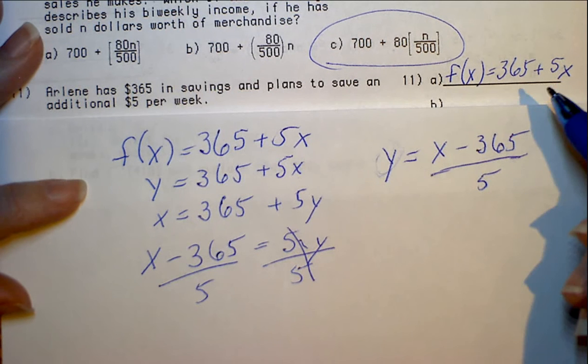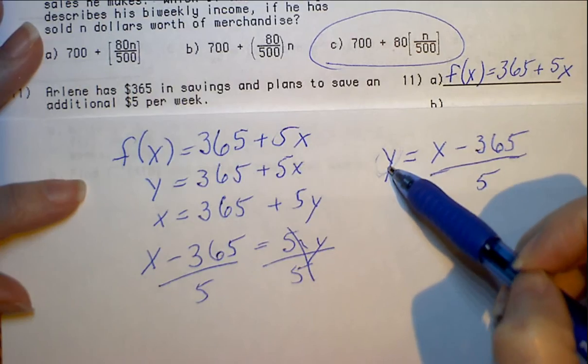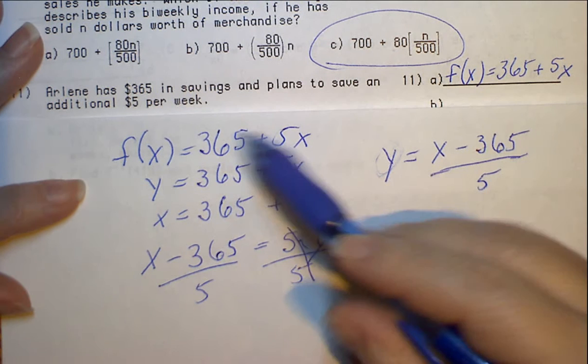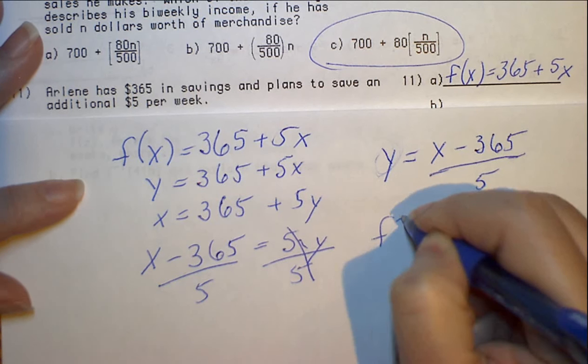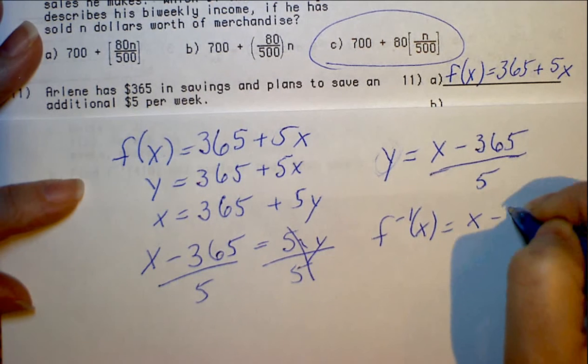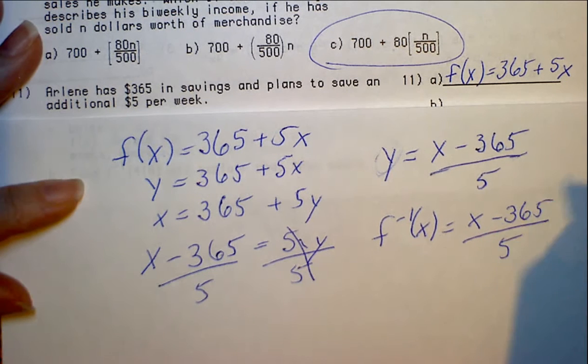So what did we find here? What does this y represent? It represents the inverse of this function. So we have f inverse of x equals x minus 365 over 5, right? Then what did it ask us to do?